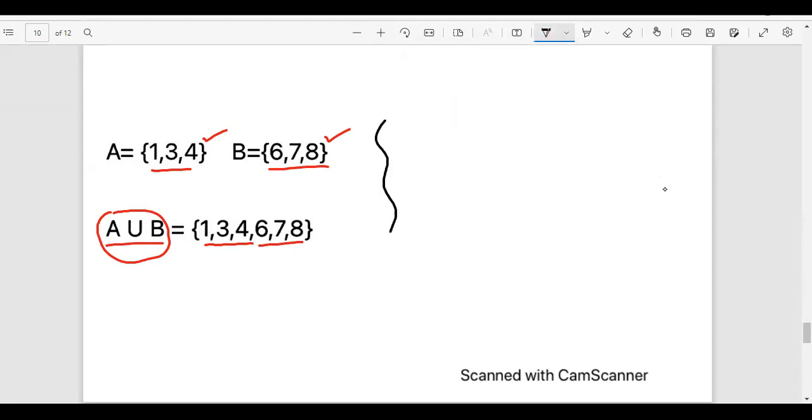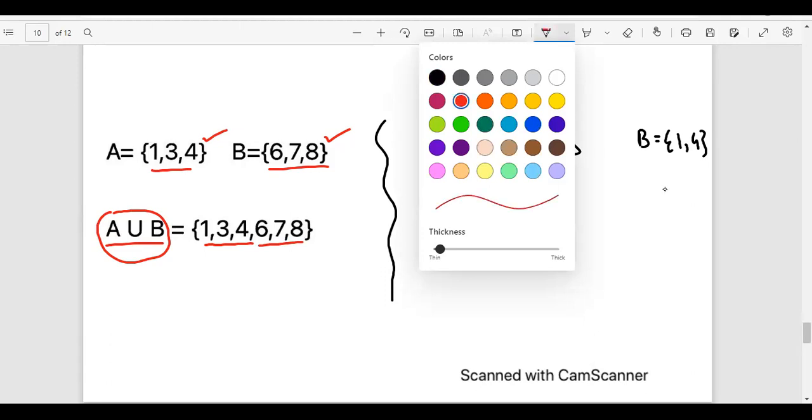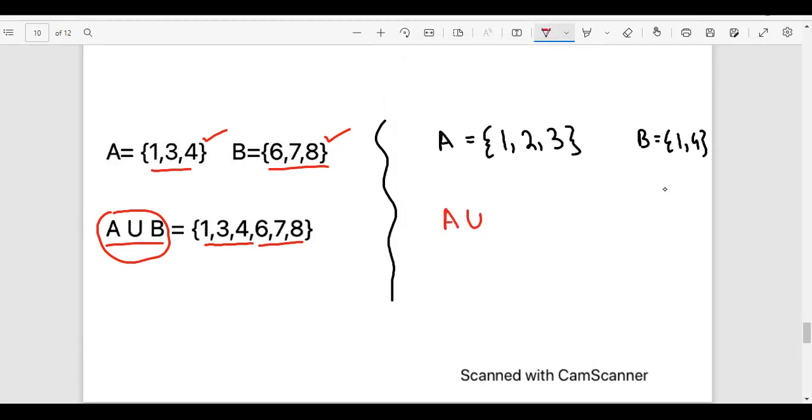Let's talk about another example here. So imagine A has 1, 2, and 3, and then set B has 1, 4, that is it, okay? Now if I ask you to write down the set of A union B, can anyone tell me what would be the elements in A union B? 1, 2, 3, and 4. Okay, I'll tell you. Excellent. We would not be having 1, 4 here. Very good job. I'll tell you why.